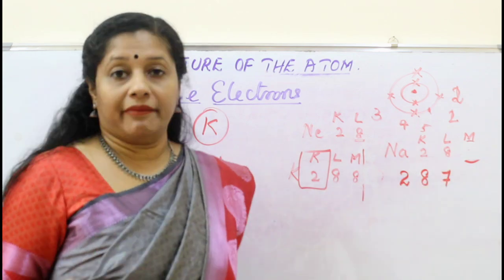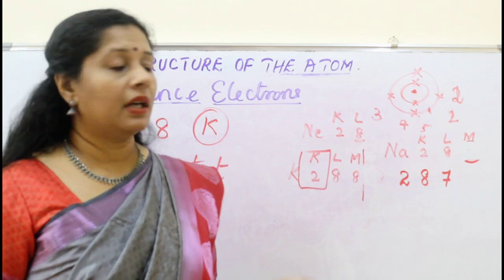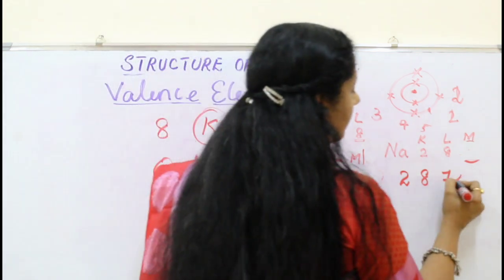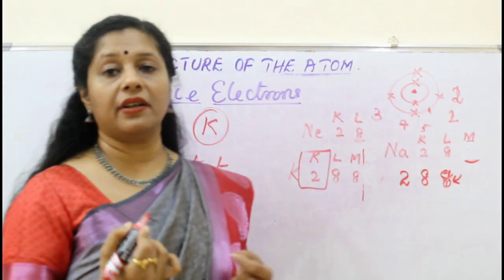If it needs sodium, well and good. Sodium will tell, okay, you take, I have only 1, you take, I will be happy. Then chlorine will take that, so chlorine will become 8 in the outermost shell. So this is how they are engaging in reactions.